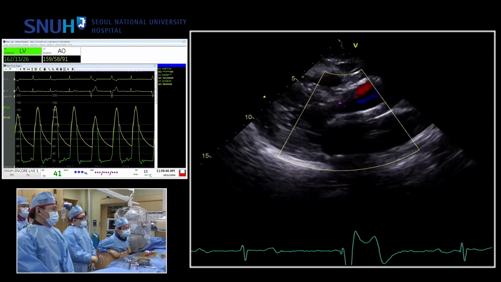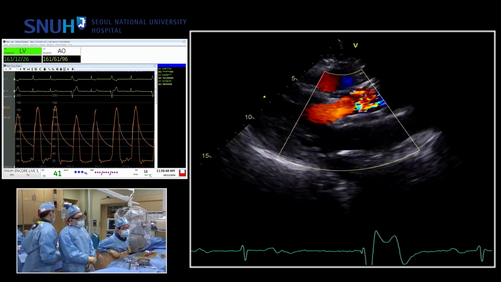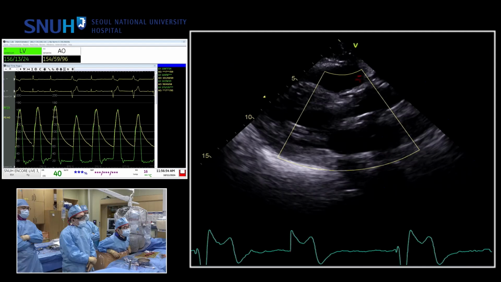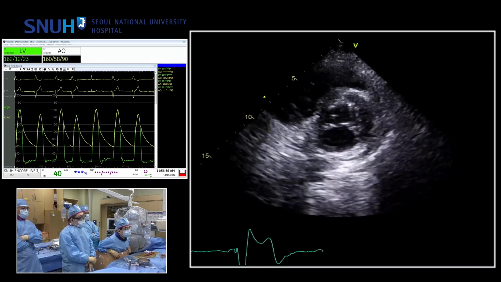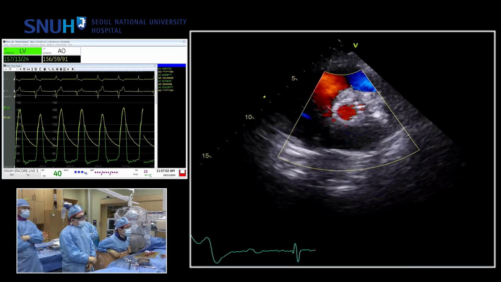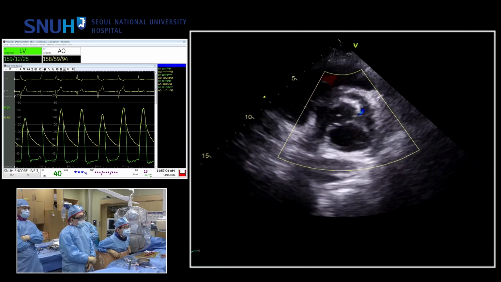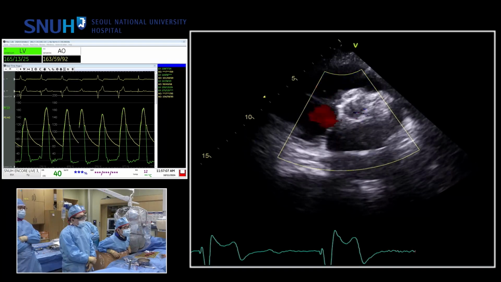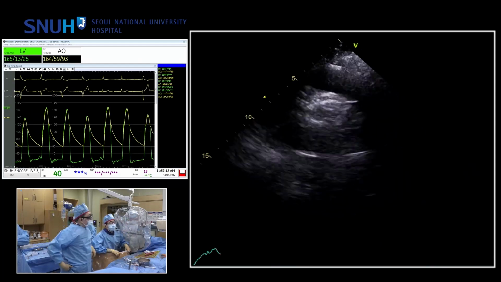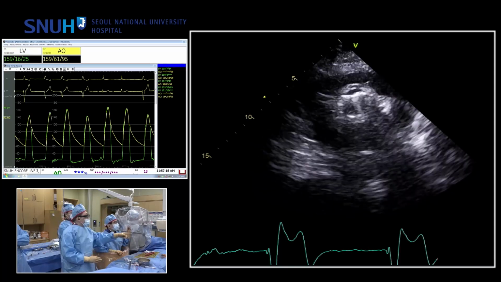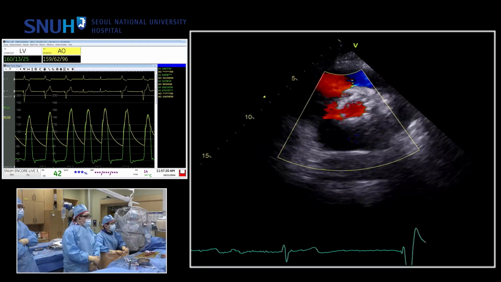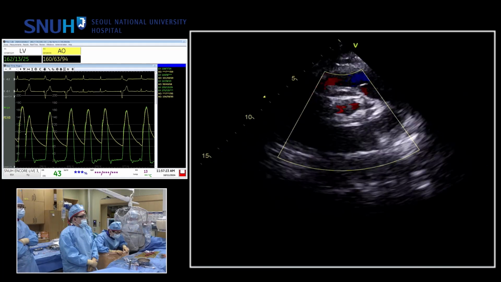70, yes. 118, 58, 20. 160, 116, 60, 20. What is the diastolic pressure before the TAVI procedure? Currently it is 59, almost 60. Yeah. What is the diastolic pressure before the TAVI? 40. Okay. Did you see the echo?